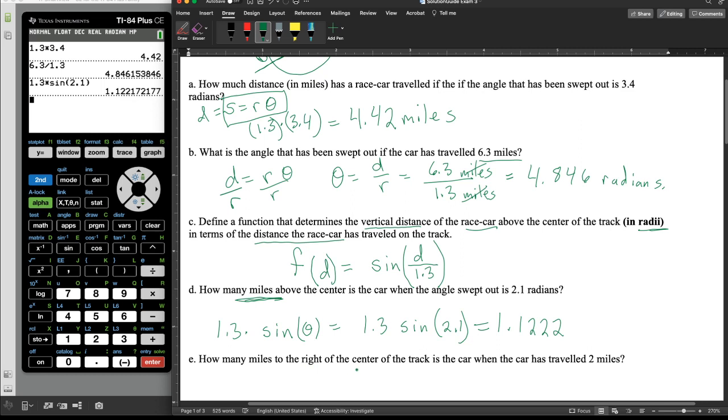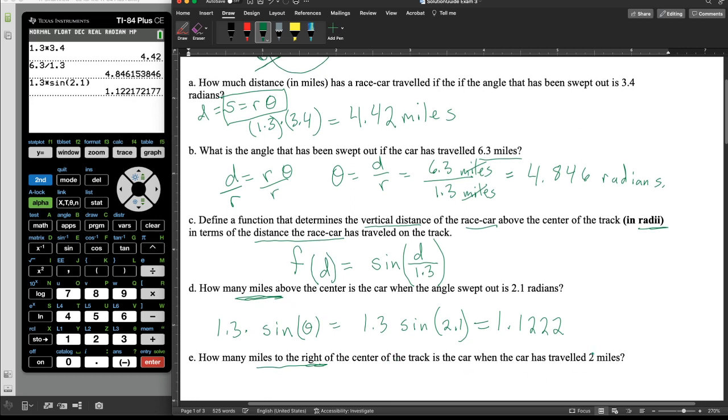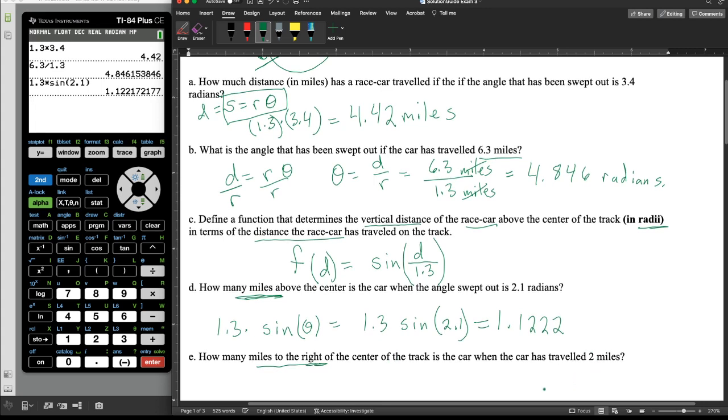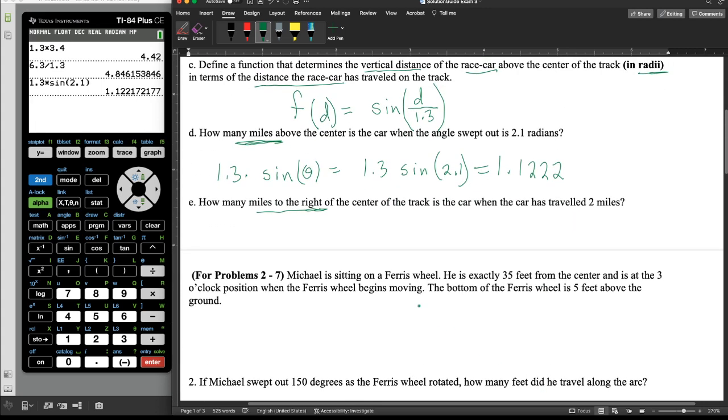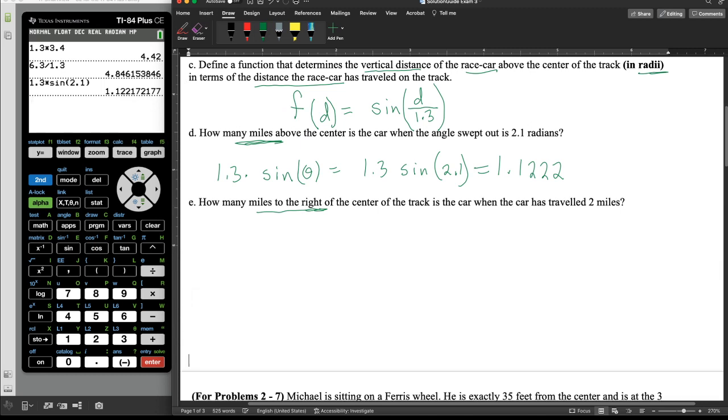Finally, how many miles to the right of the center of the track is the car when the car has traveled 2 miles? So this is basically going to be the same thing that we did, except since it's to the right and not above, we're going to use the cosine function. And then we aren't given how many radians, right? So we know it's traveled 2 miles, so we don't know the theta.